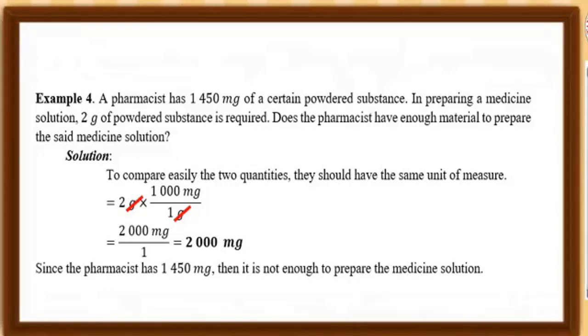To compare easily the two quantities, they should have the same unit of measure. So 2 gram, we're going to convert the 2 gram to milligram. So we have 2 gram times 1000 milligram over 1 gram to cancel out the gram. Therefore, we have 2000 milligram. Since the pharmacist has 1450 milligram, then it is not enough to prepare the medicine solution because we need 2000 milligram.